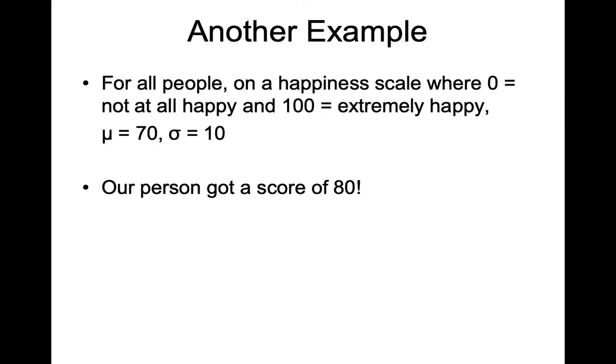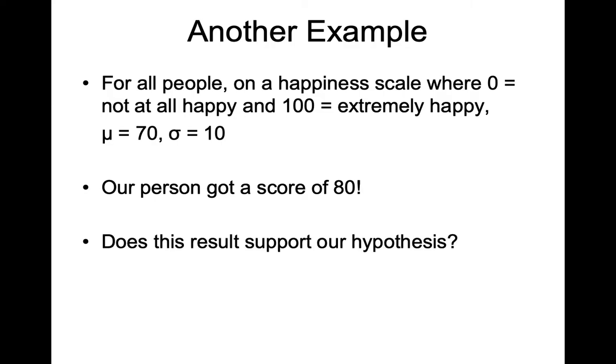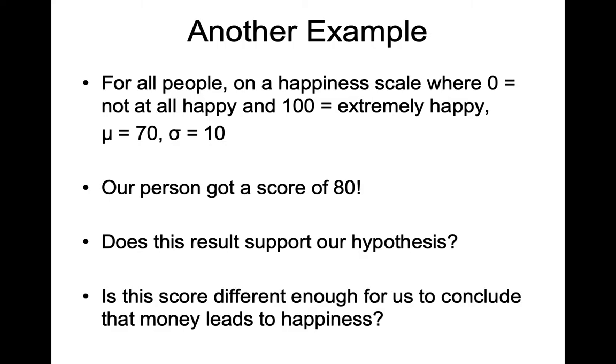So let's try to make a statistical judgment about this score. We want to know whether the results support our hypothesis that money leads to more happiness. That's the research question. Does money lead to more happiness? Okay, so what we want to say is, okay, well, on average, people report a 70. Our person gets an 80. Does this score seem different enough for us to conclude that money leads to happiness?